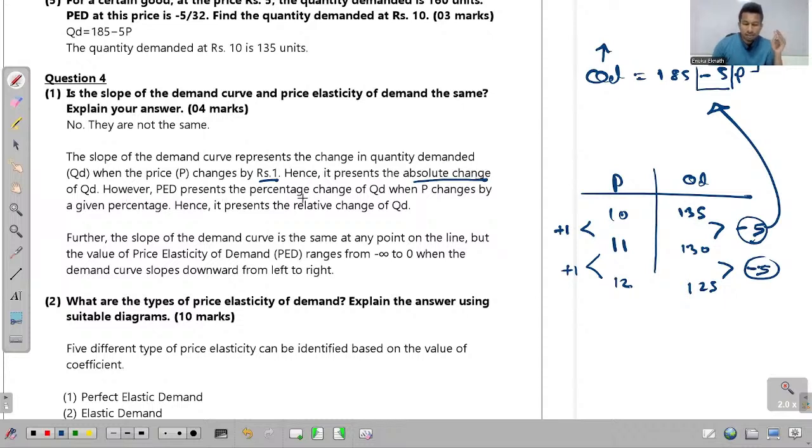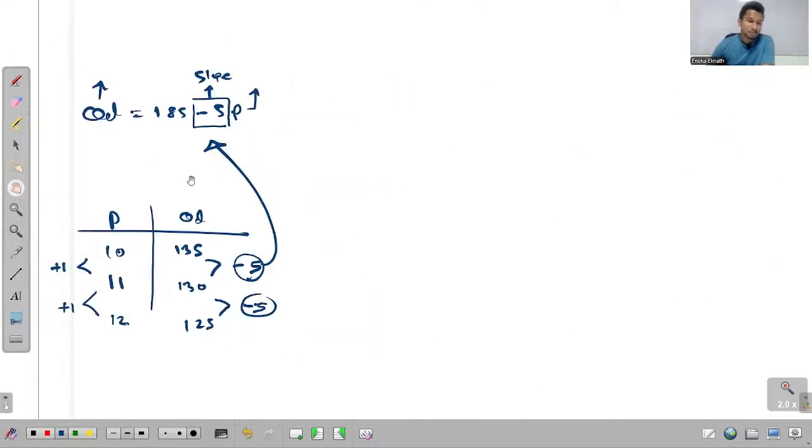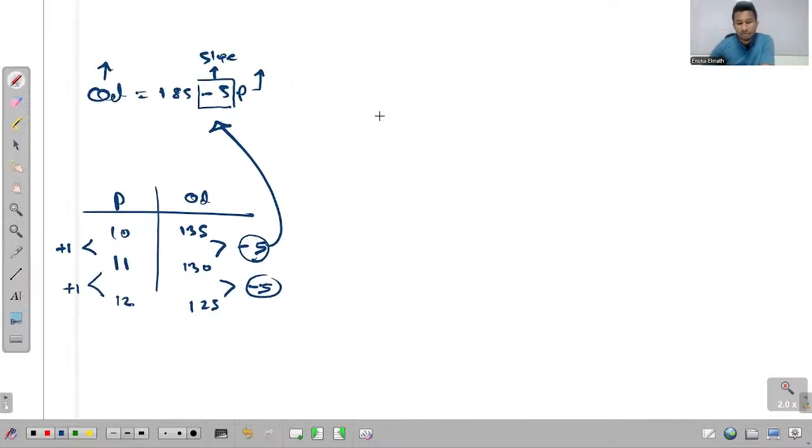However, PED presents a percentage change of QD when P changes by a given percentage. Hence, it represents a relative change. What I forgot to mention is actually this. I forgot this part. So it's about this. Look at this. We have one more difference between B and PED.